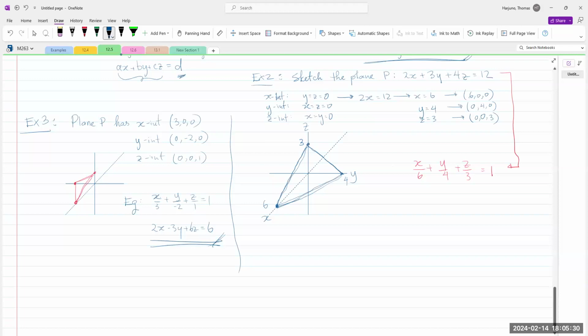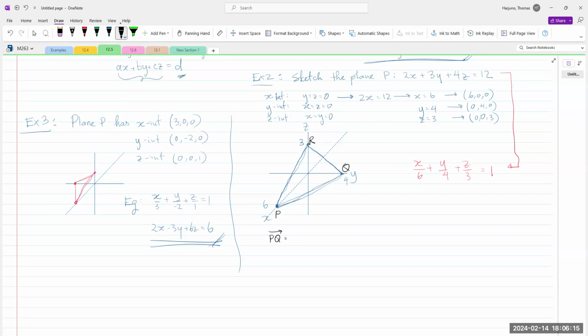suppose I have these intercepts here, 6, 0, 0, 0, 4, 0, and then 0, 0, 3. Okay, we know the equation already, 2x plus 3y plus 4z equals 12. Can I do it without using the technique I showed you in example 3? In other words, can you do it the textbook way? Yes, you can. It's just harder, maybe. Okay, but bear with me.